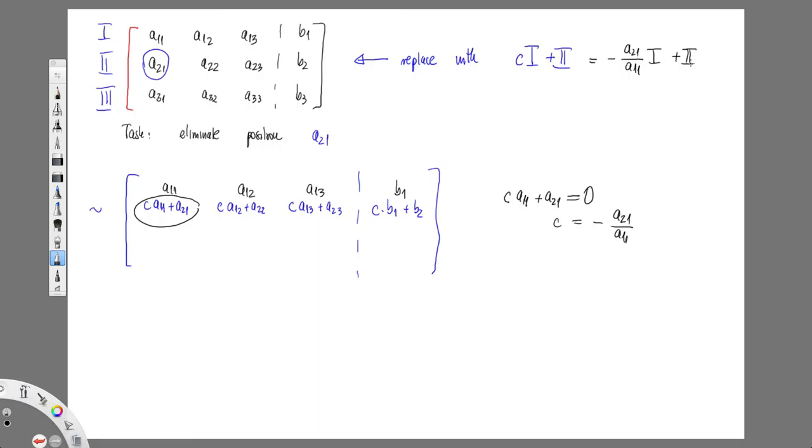Great. Now, in computer lingo, what is a first row? If I have matrix A, what is the first row? How do I write the first row? In computer lingo, if I was writing code, I would say C equals minus A21 divided by A11.